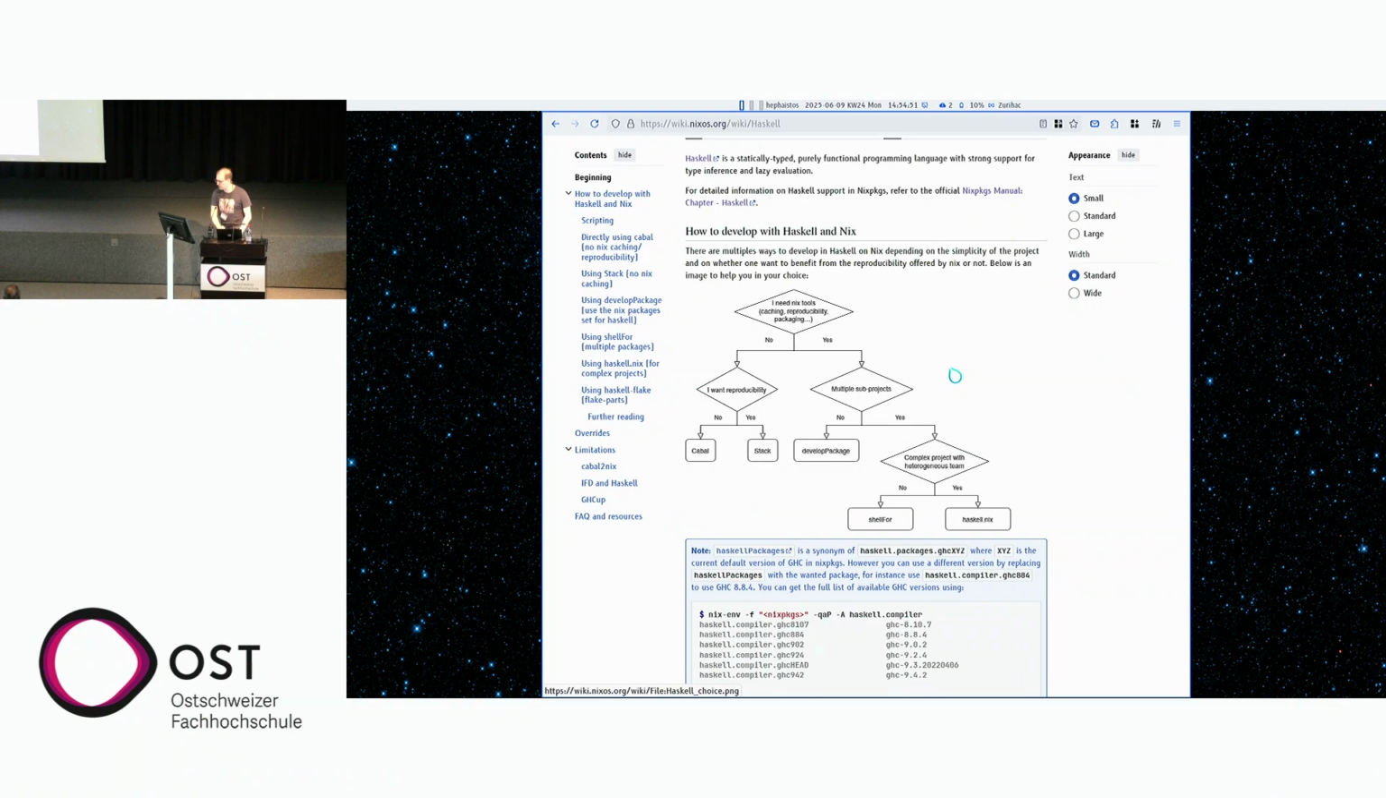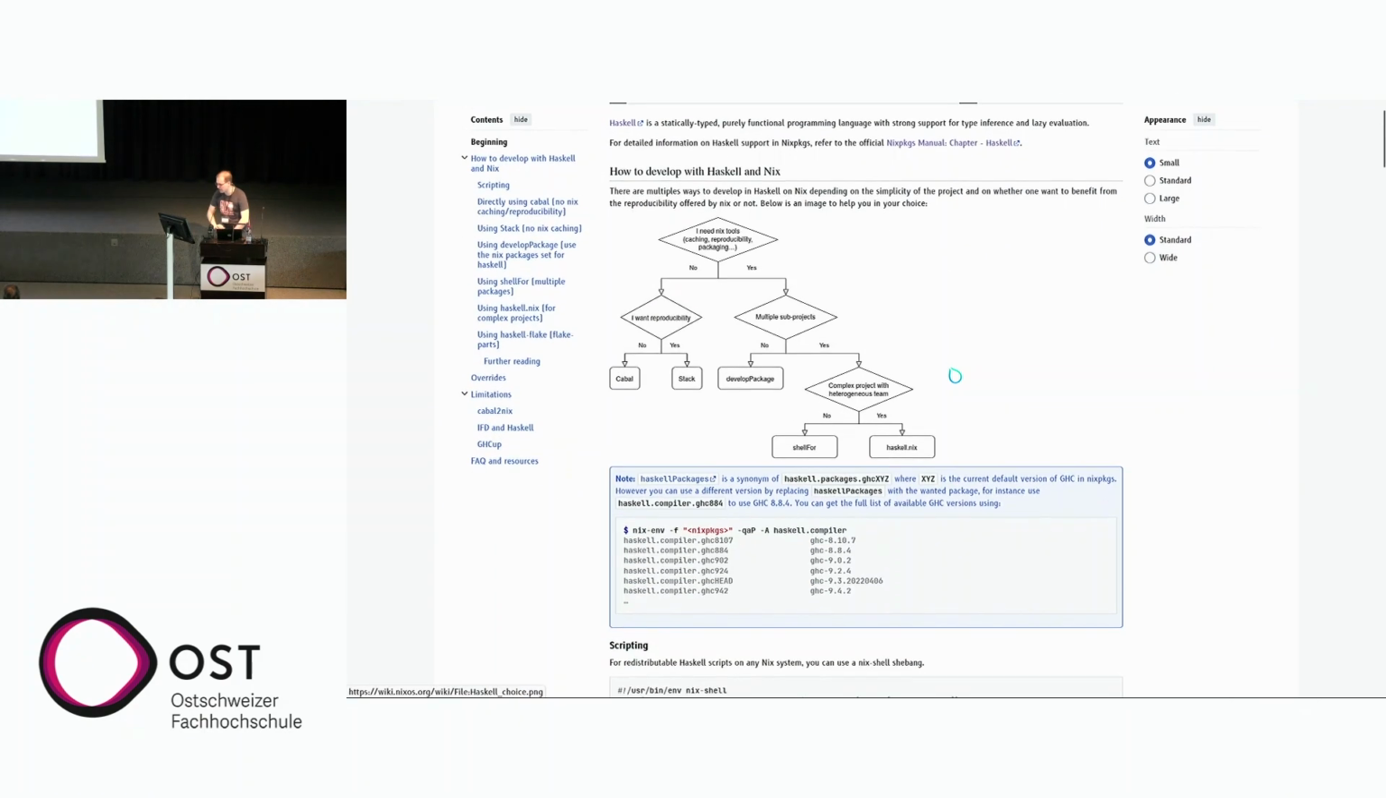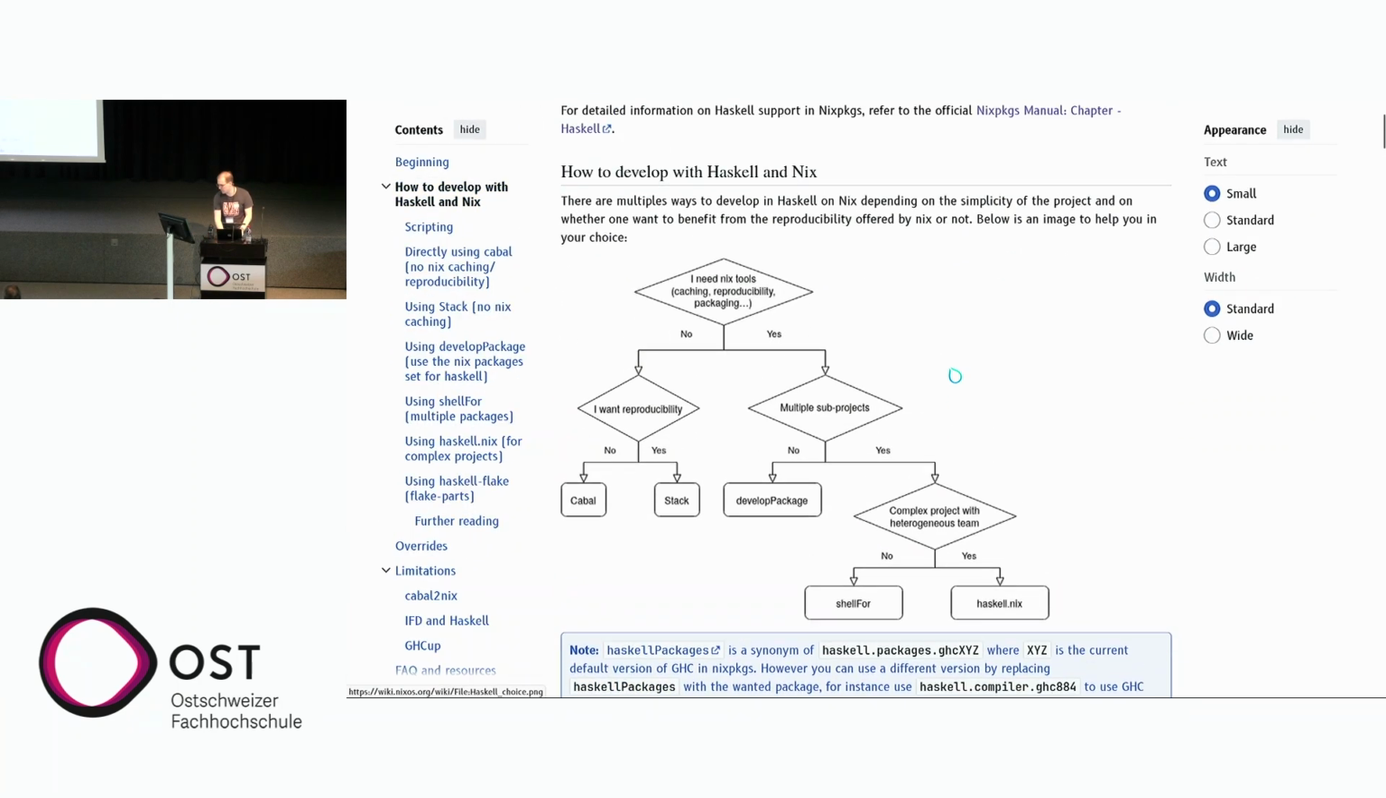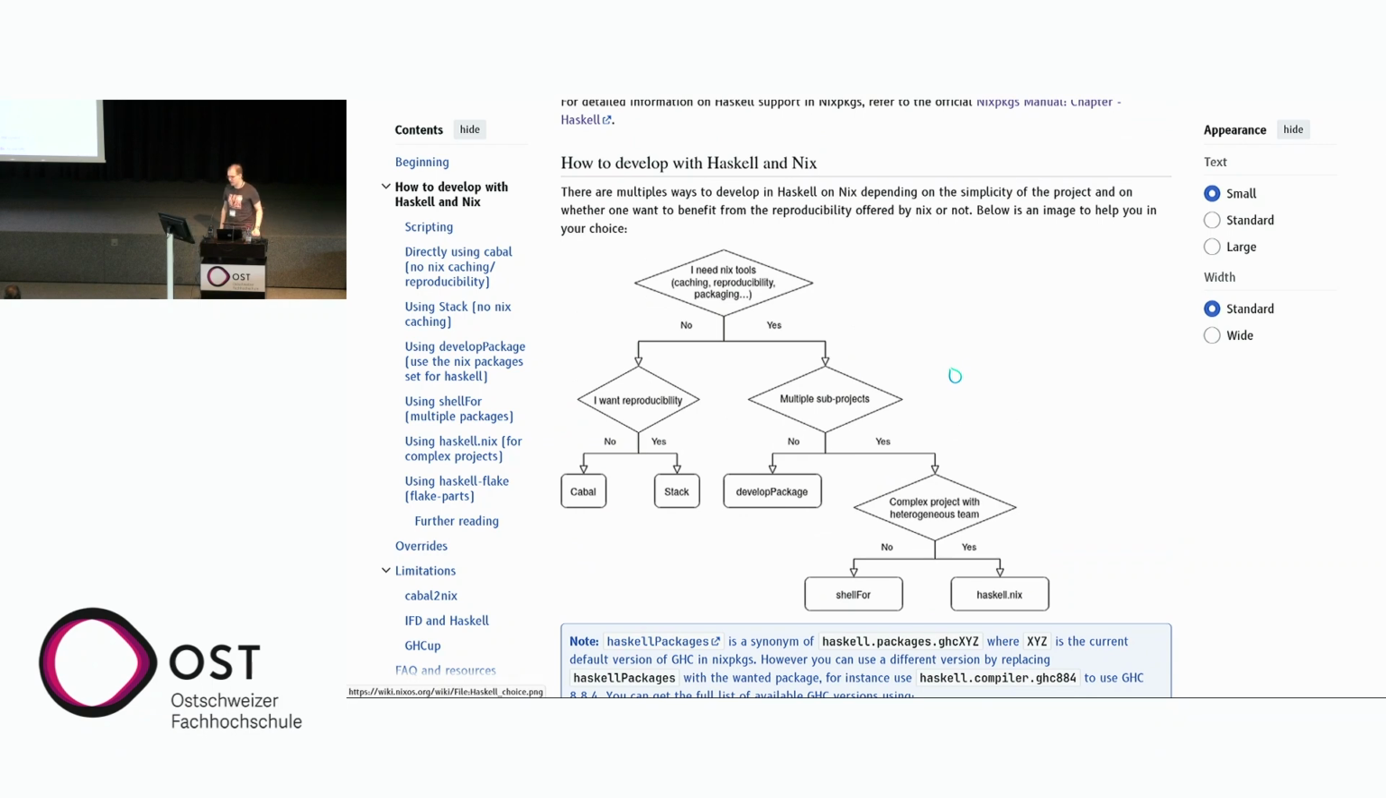So here we have this flowchart. Okay, let's look at it. I need Nix tools, caching, reproducibility. Can you zoom in? Yes, I can zoom in. Can you read the flowchart? Okay, I want reproducible. Wow, this is... Multiple sub-project, no. Develop package, yes. Yeah, I didn't tell you about develop package because I don't like it much, but it's fine, I guess. Complex project with heterogeneous team, no, yes.